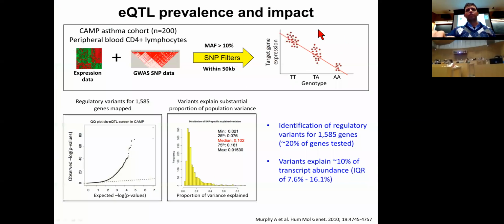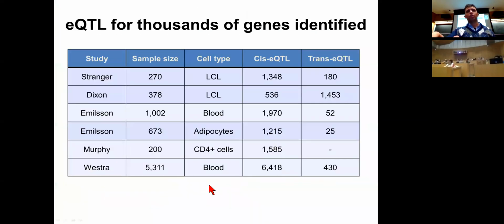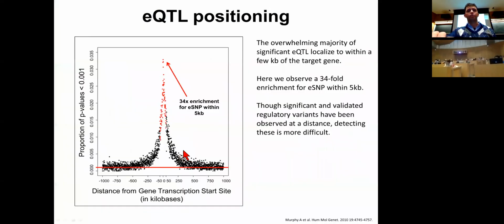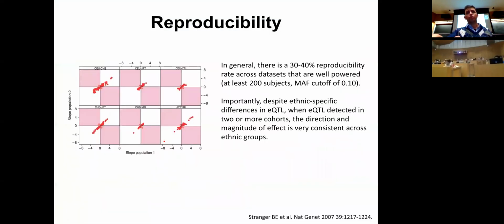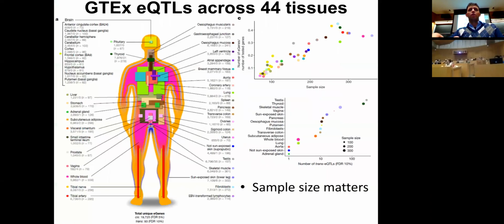And then, how are all of these different factors influencing my discovery power? You can basically ask what is the effect of different SNP filters on eQTL prevalence and impact, how many genes do I find, where are these eQTL positioned, and you can see here how this number of eQTLs peaks right around the transcription start site. How reproducible are they? Basically, if I go across different cohorts, do I find that the effect sizes or even the directionality of the effect is consistent? How does the eQTL vary across tissue?